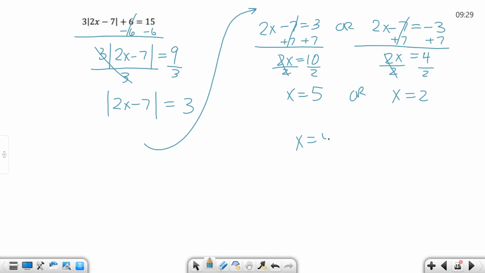I don't want you to think it's 512. X is 5 comma 2, or 2 comma 5. Don't put 52 or 25 though. Put 5 comma 2 or 2 comma 5.